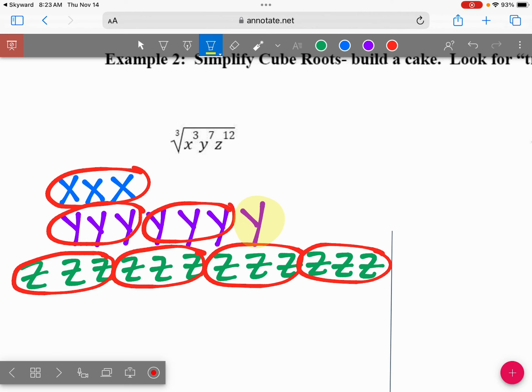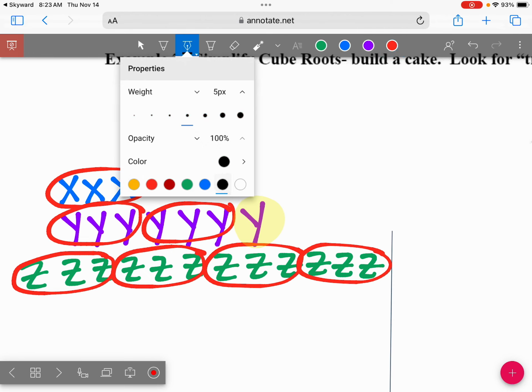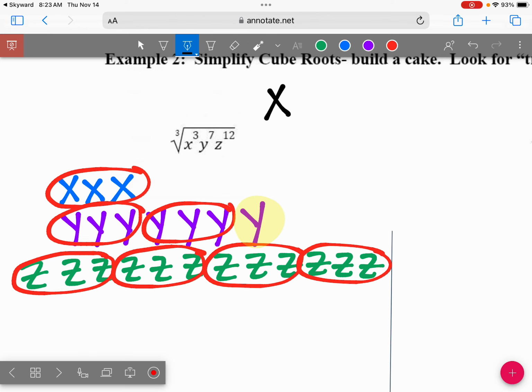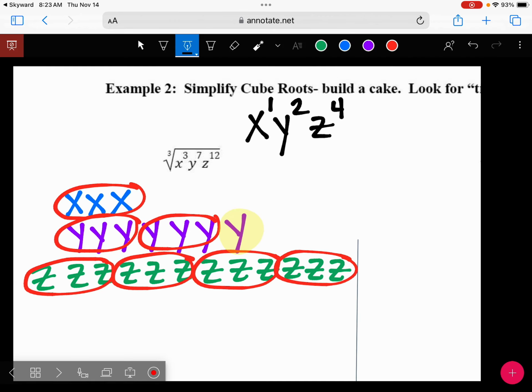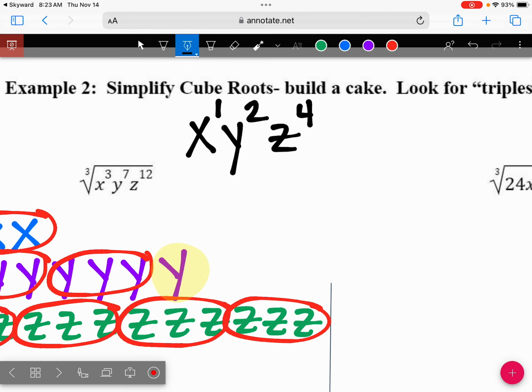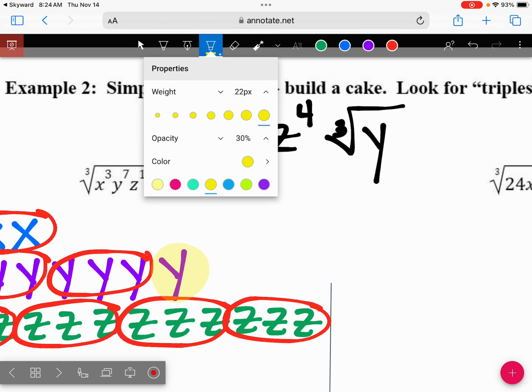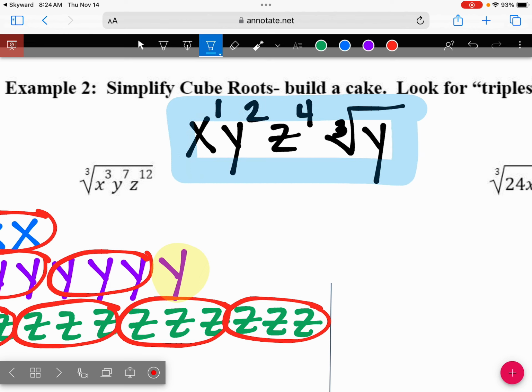Who had that? All right, so we have one group. So I have one group of X's, 2 groups of Y's, 4 groups of Z, and then there's just one Y that has to stay. It didn't have the 2 friends, so it couldn't leave. Any questions about that?